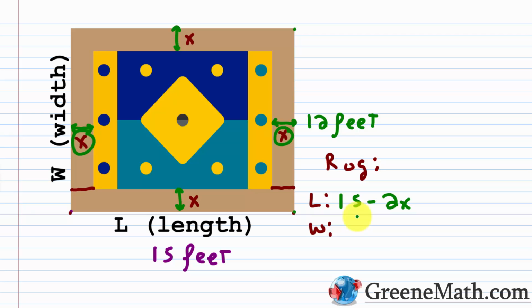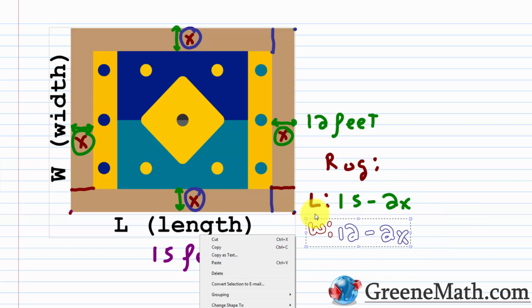Now, for the width, it's a similar thought process. The width is going to be from here to here. Again, I want to think about the width of the whole room, which is 12 feet. So I'm just going to put 12 there, and I want to subtract out this guy right here, which is x, and this guy right here, which is also x. So 12 minus x minus x is 12 minus 2x. So now I have a length as an expression, 15 minus 2x, and I have a width as an expression, 12 minus 2x. Let's copy that real quick.